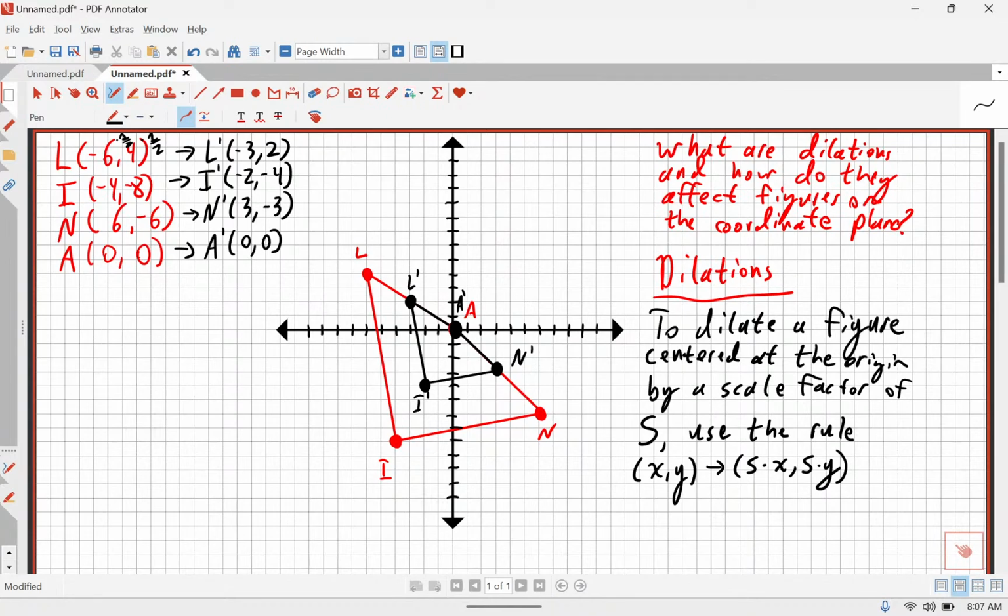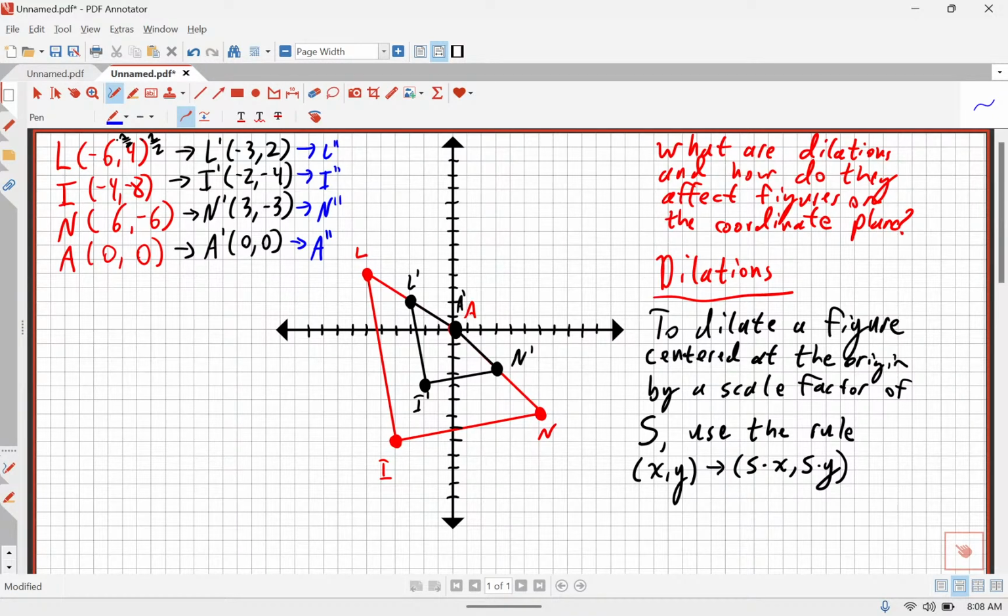Okay. So if I asked you to dilate Lena prime by a scale factor of 3, centered at the origin, you could just multiply all of these coordinates by 3. Are you guys feeling okay about that? But what if I asked you to dilate Lena by a scale factor of 3, centered at I prime? See if you can come up with any ideas of how we might be able to do that. Take a minute to talk about it, and then we'll look at it together.